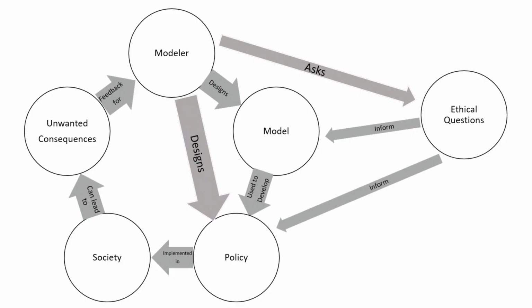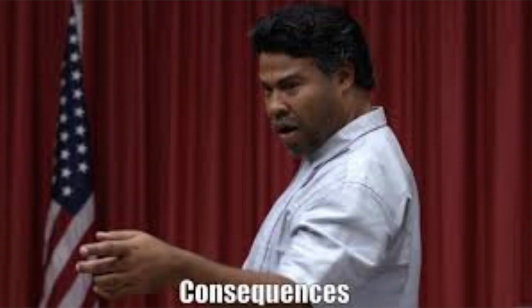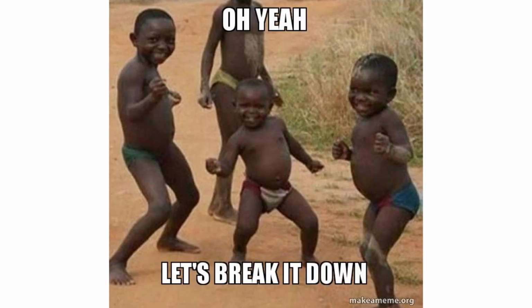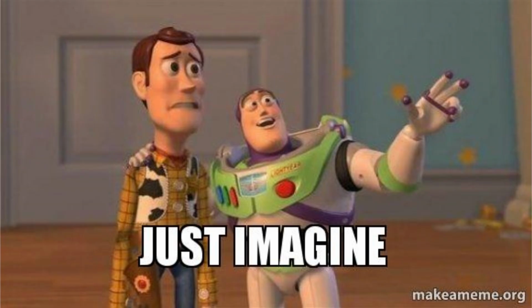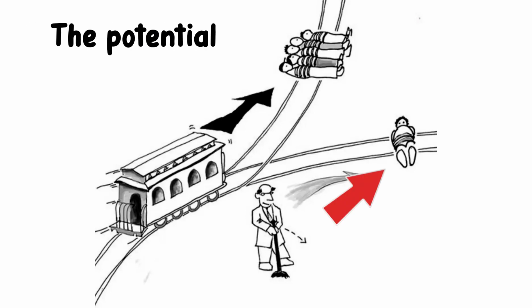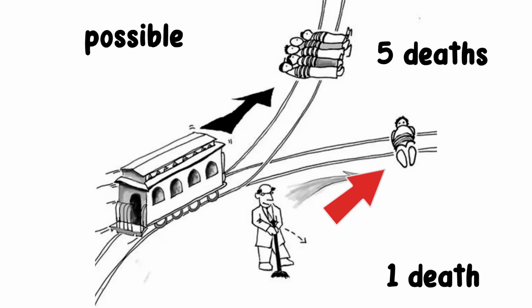Consequentialism. Consequentialism is a moral framework that judges the morality of an action based solely on its consequences. In other words, the ends justify the means. Let's break it down. Imagine you're faced with a moral dilemma. Consequentialism asks you to consider the potential outcomes of each possible action.